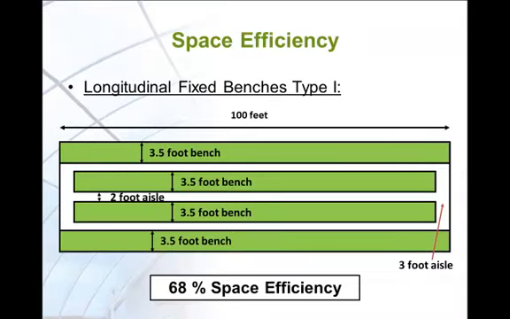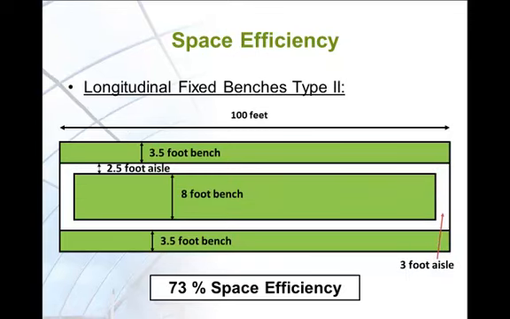One type of longitudinal fixed bench setup, shown here, has two 3.5 by 100-foot benches sitting against the long walls, and two 3.5 by 94-foot benches sitting in the middle of the greenhouse that have a 3-foot aisle at each end. The 4 benches have 2-foot aisles in between each of them. This setup uses 68% of the interior space for growing.